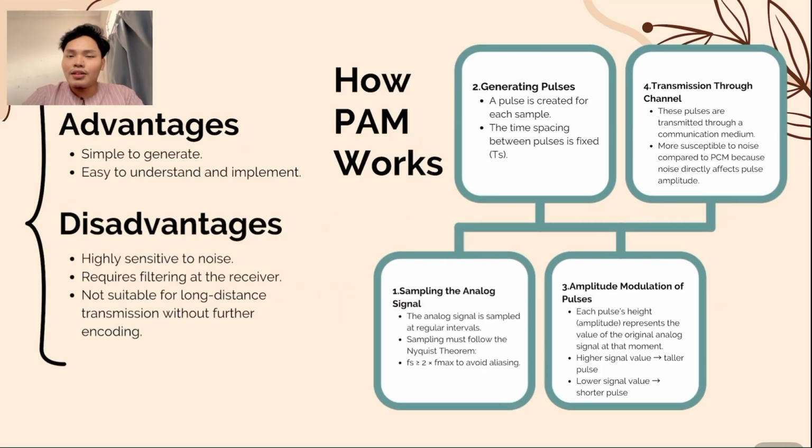How does PAM work? First, sampling the analog signal. The analog signal is sampled at regular intervals. Sampling must follow the Nyquist theorem, which is Fs greater than or equal to 2 times Fmax, to avoid aliasing. Second, generating pulses. A pulse is generated for each sample. The time spacing between pulses is fixed, Ts.